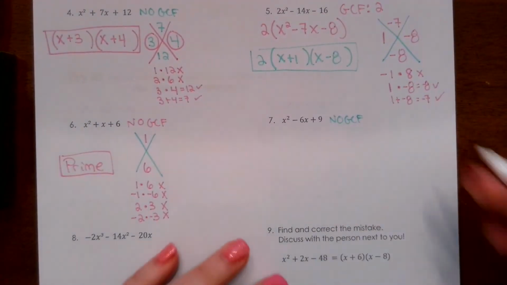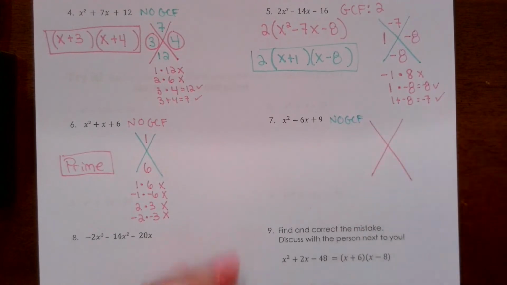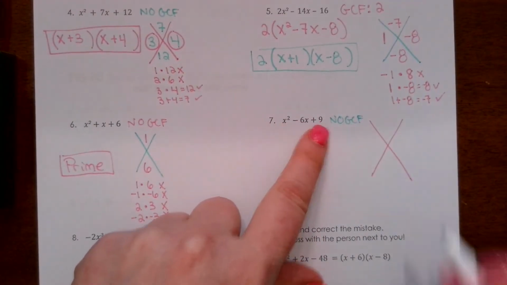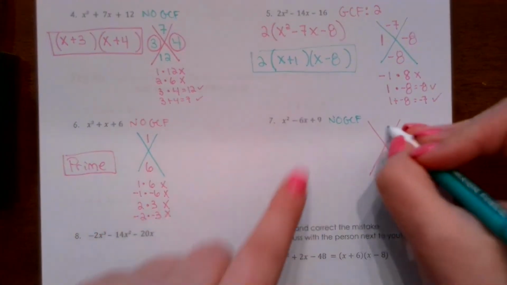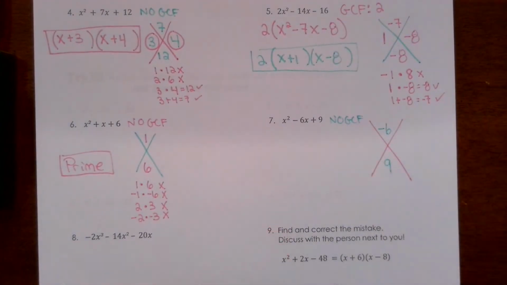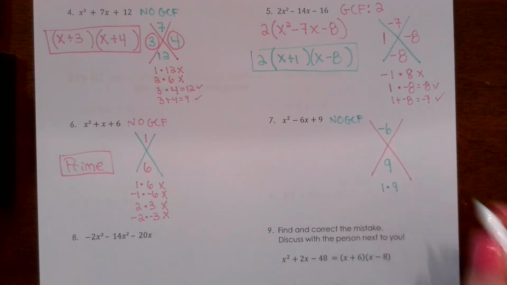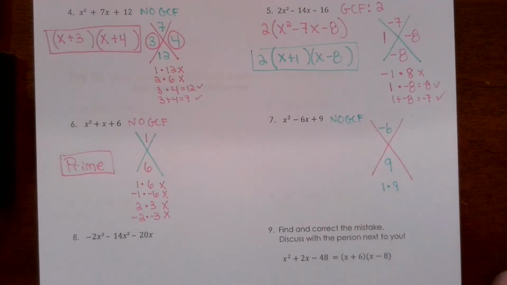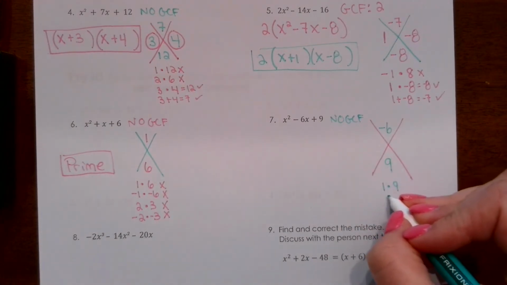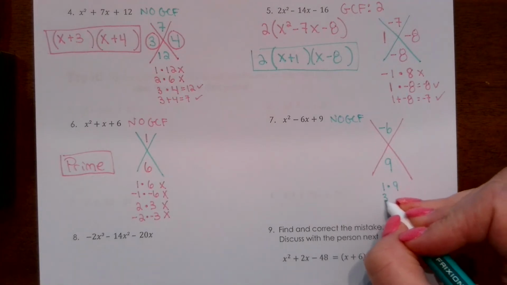And when I draw my big X, I'm going to take 1 times 9, and my B goes in the top, negative 6. Let's think about my factors of 9. Well, there's 1 times 9. Even negative 1, I'm not going to get there. There's also 3 times 3.